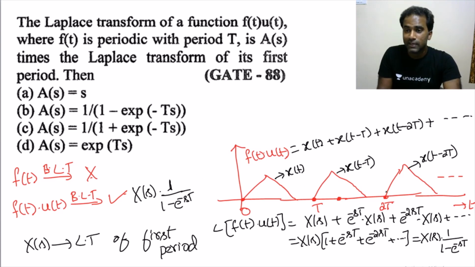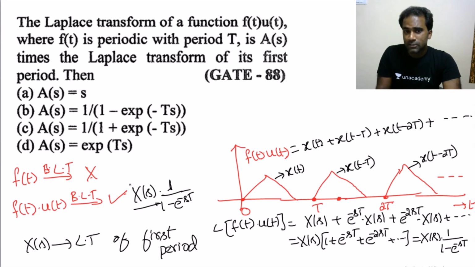Though it's looking complicated, the Laplace transform is very, very simple. You can use this basic result for any signal which repeats in the positive time, right? So A of s times the Laplace transform of its first period. What is A of s they're asking? The Laplace transform of its first period in this case is X of s. In this case they are taking it as A of s, multiplied with the Laplace transform of its first period.